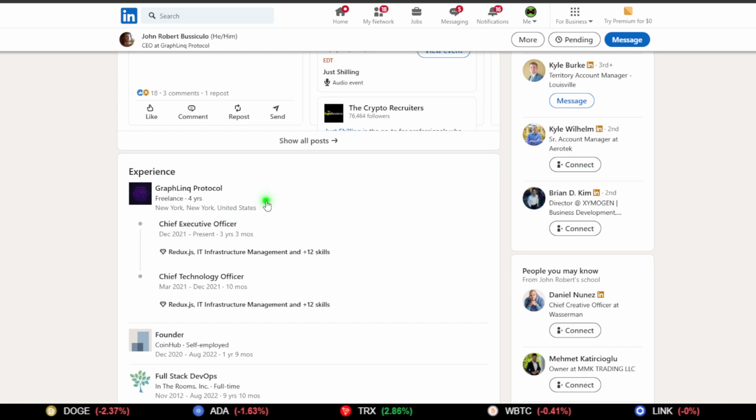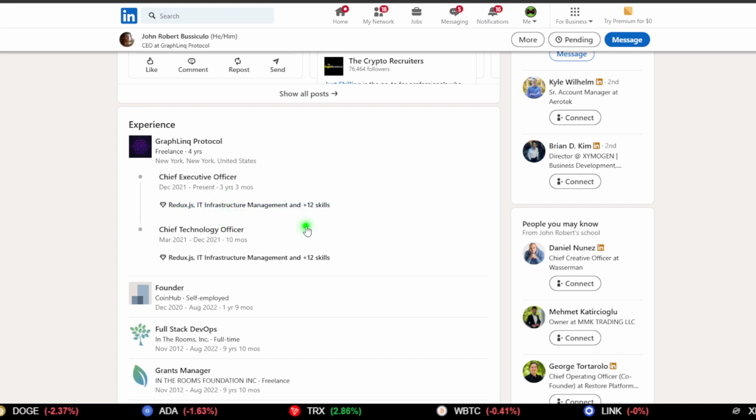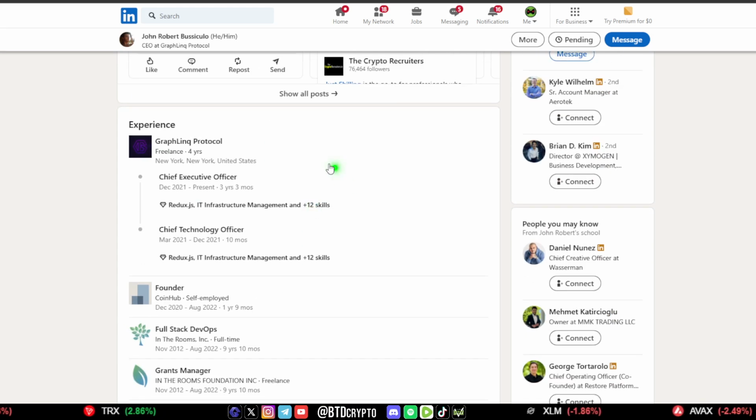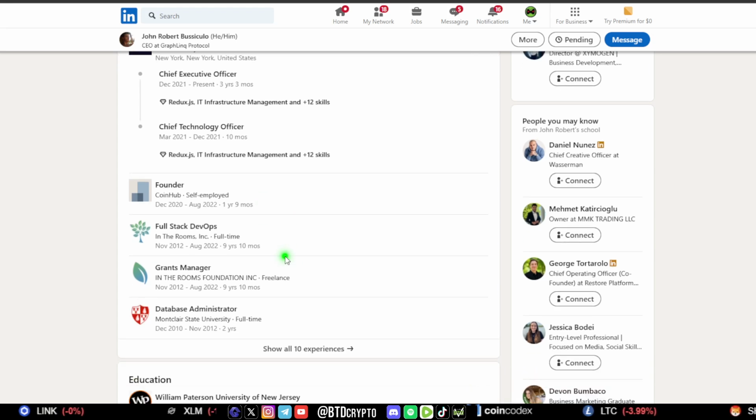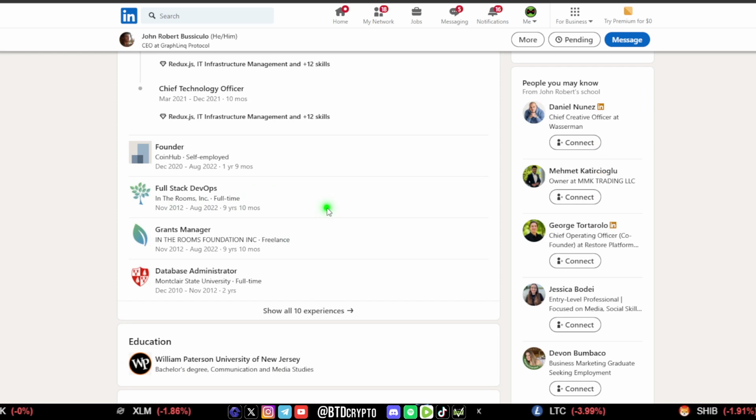And if you look at it, he is a chief executive officer. This is how he slowly climbed up the ranks. Redux, JavaScript, infrastructure management. He's a chief technology officer, and so on. So you can see that he basically built himself a career within Graphlinq within the last few years, which is cool, because he's definitely invested himself into it. And then he's the founder of CoinHub, self-employed, right? Founder of CoinHub. I'm not too familiar with what that is, but sure. Full stack DevOps, okay. Some experience here, which is good. And then that's about it, right?